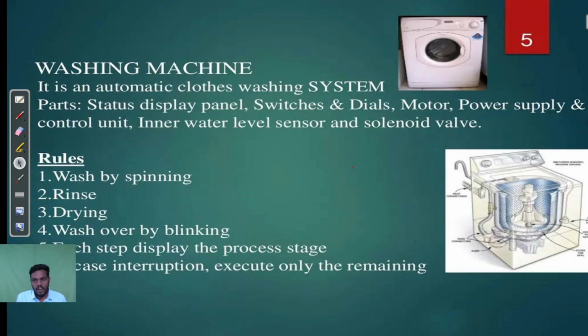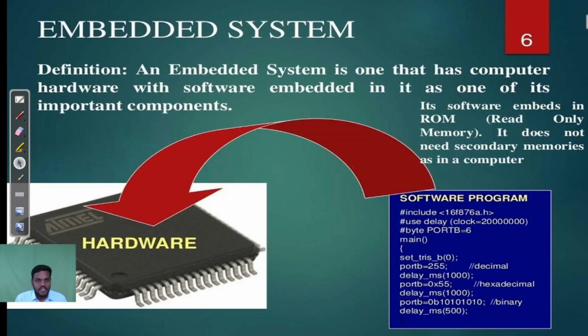It shows how our clothes are being washed and what the machine is running, and its switches can be viewed by human beings. It has dials, motors, a power display, and a control unit. The inner water level sensor handles the rotation of the water and how it is inserted into the machine, and how to regulate the operation, along with solenoid valves, etc. These are the basic definitions of an embedded system.